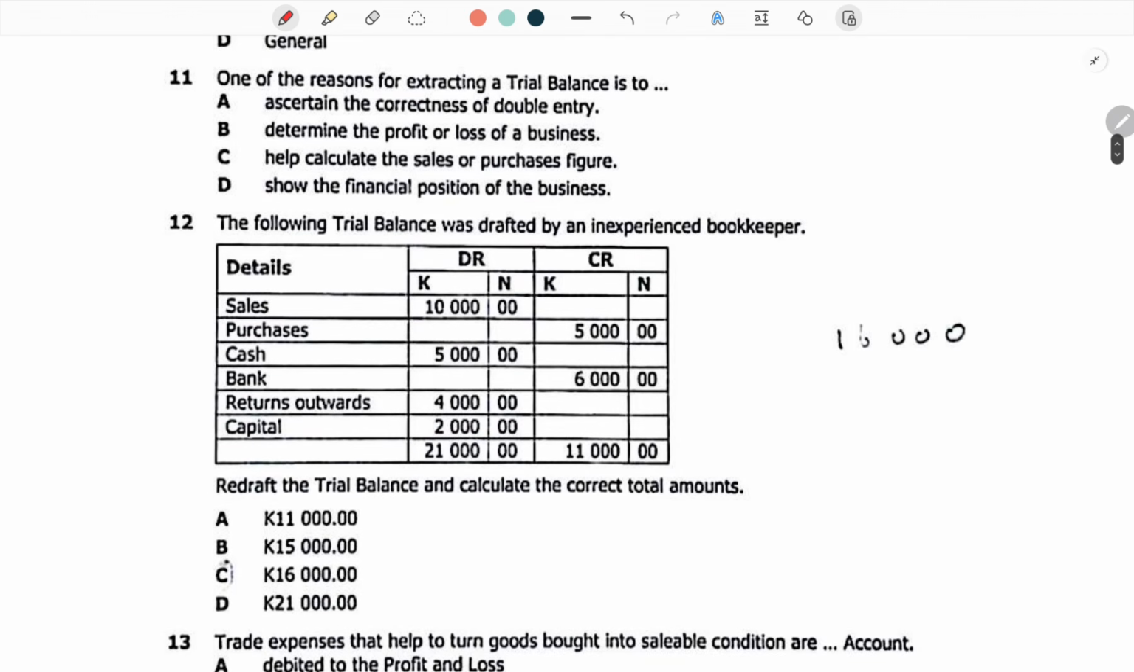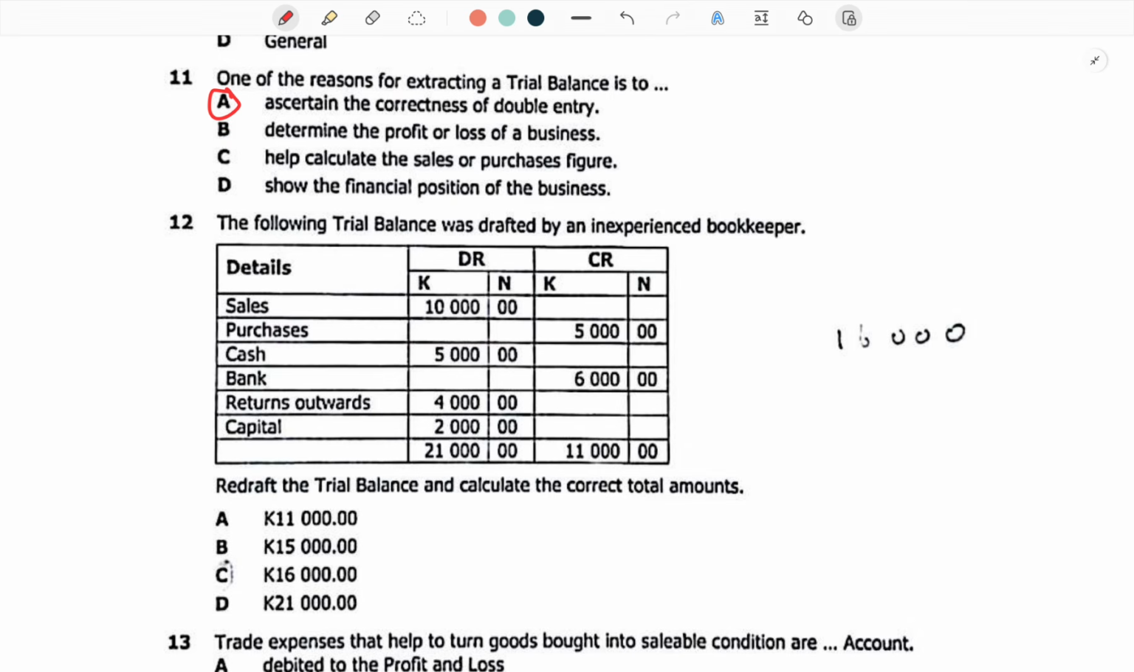One of the reasons for extracting a trial balance is, okay, simple. It is simply to ascertain the correctness of double entry. This one is very simple because you already know a trial balance contains your debit and credit balances. Of course, you must be able to enter your transactions properly in both of the accounts, and then it must be able to balance. If it doesn't balance, you might have made a mistake.